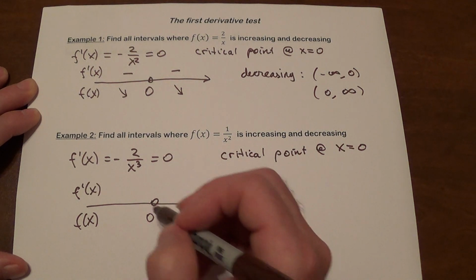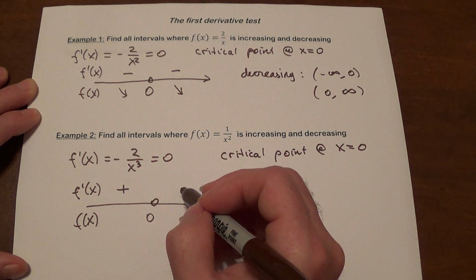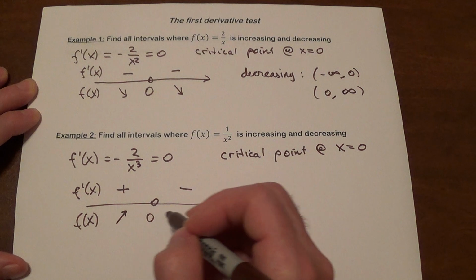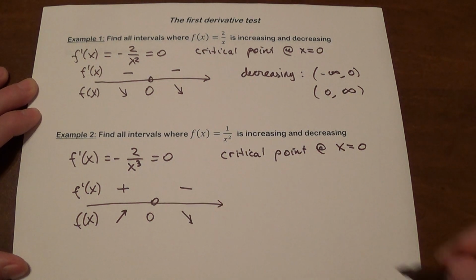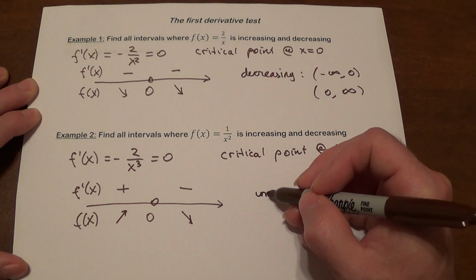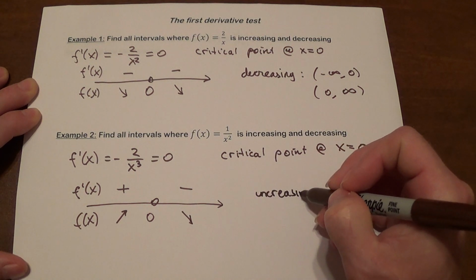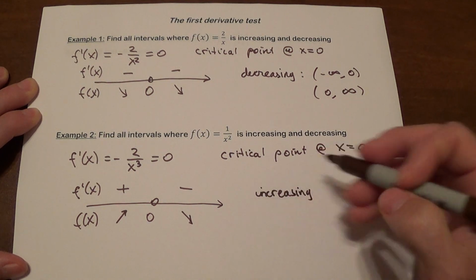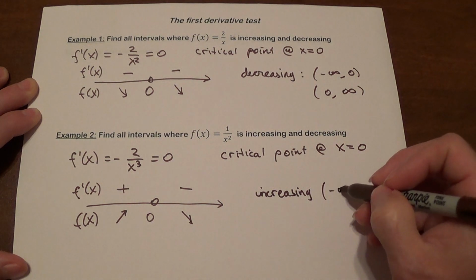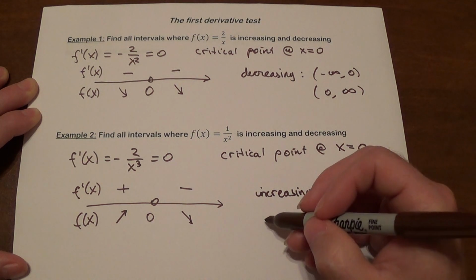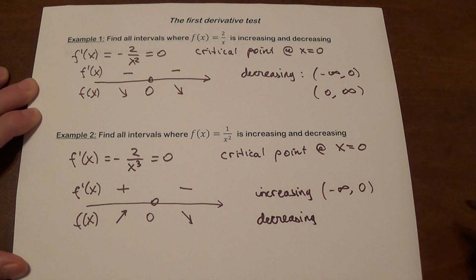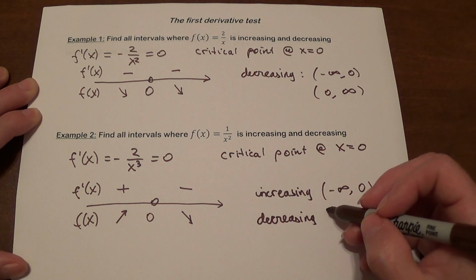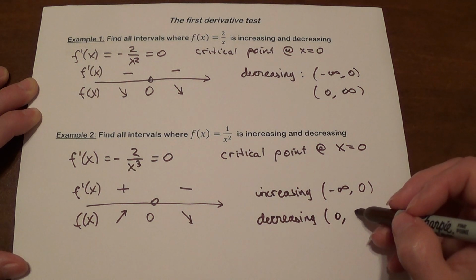So what's going on here? This one's going to be positive on this side and negative on this side, which means it's increasing, decreasing. Okay? So the function is going to be increasing wherever the first derivative is positive, which is going to be on an interval from negative infinity to 0, and the function is going to be decreasing wherever the first derivative is negative, and that's going to be on an interval from 0 to infinity.